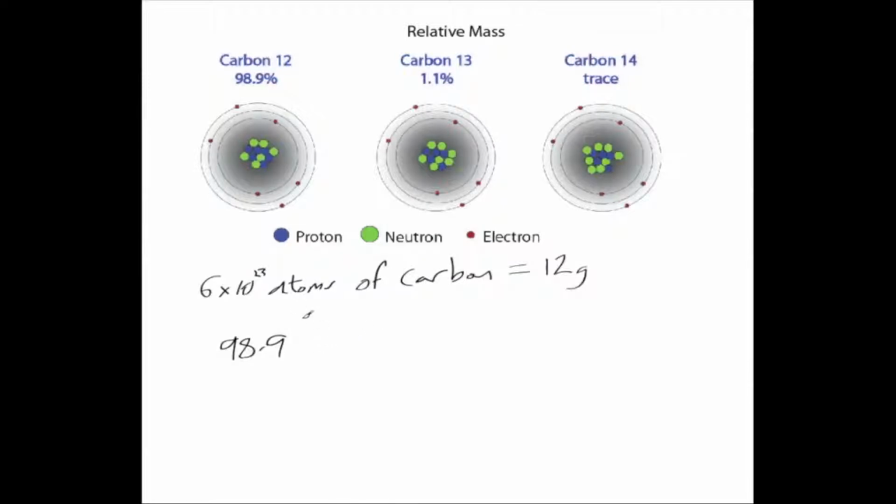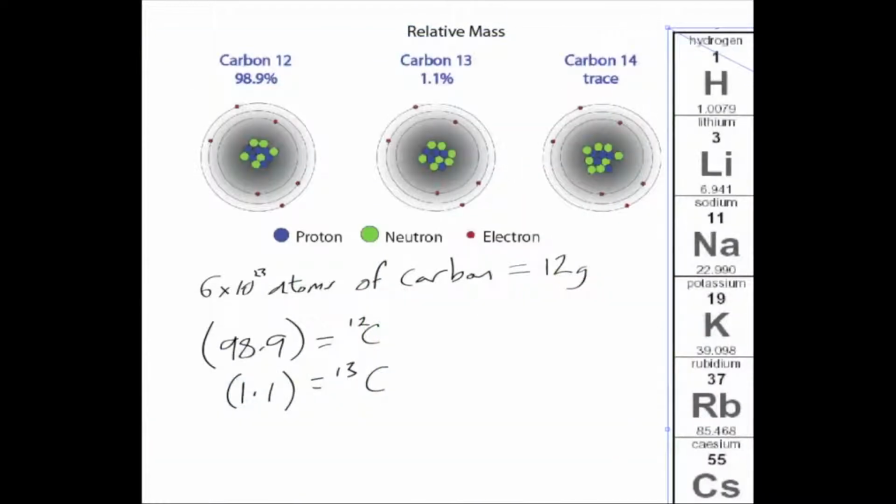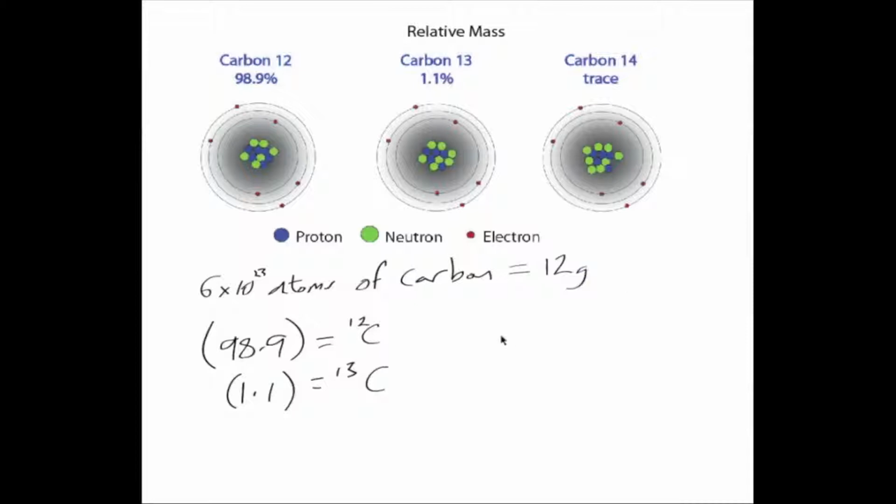So 98.9 is percentage equals carbon 12, and 1.1% equals carbon 13. And that's why, if we just get the periodic table, drag it across again, that's why we get this value here, because the mass of carbon is slightly a bit more than 12 because we've got this carbon-13 hanging around as well. Okay, so that's where we get the mass like that. So that's the average mass, really. Okay, so that's carbon-13 and carbon-12, and isotopes. There's one trace of that, so that doesn't really come into the equations much.